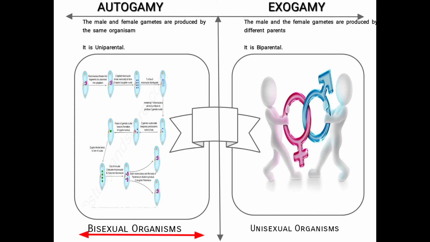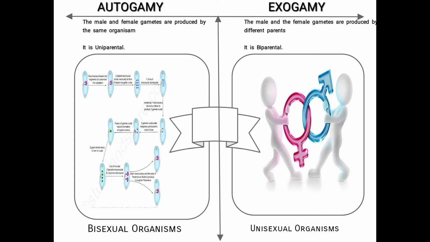Why? Bisexual means what? Bi means two. So both the male and the female sex are present in the same animal. That is what a bisexual organism is. Only if both the male and the female are present in the same animal can the organism produce the male and the female gamete, right? So the fusion of this male and female gamete is called autogamy. You can see the example of paramecium which I have given in the slide, right?